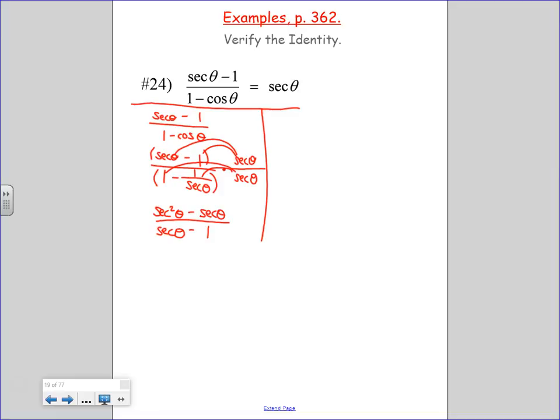Except, what could I have done instead of multiplying up top? I could have kept it in the factored form. And the factored form would look like, you see it? Oh, I see. So sometimes we don't want to distribute.